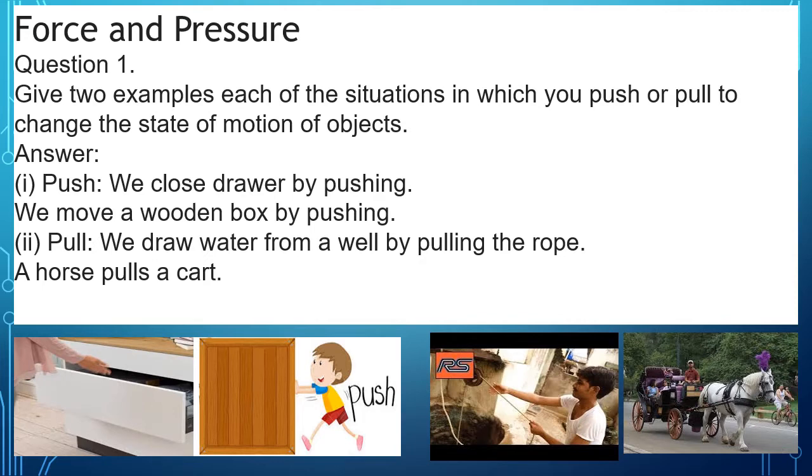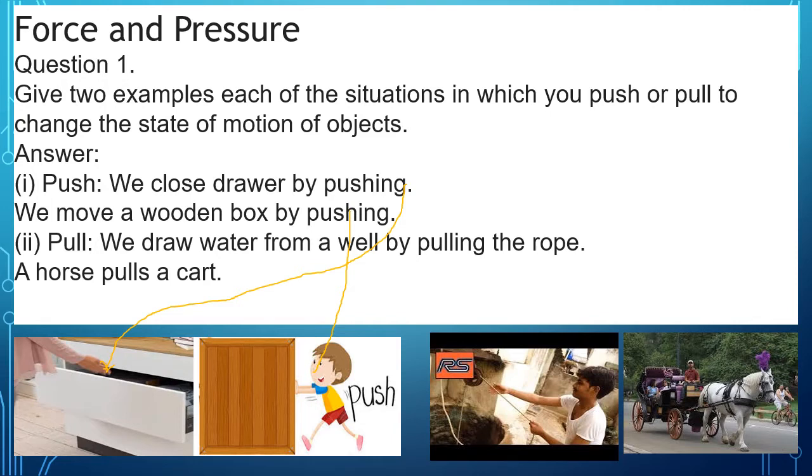Question number 1. Give two examples each of the situation in which you push or pull to change the state of motion of an object. Answer. Children, for push, we close a drawer by pushing. Closing a drawer by pushing is an example for push, and we move a wooden box by pushing. See, this is the picture which shows that. See, here is the example for that. We move a wooden box by pushing.